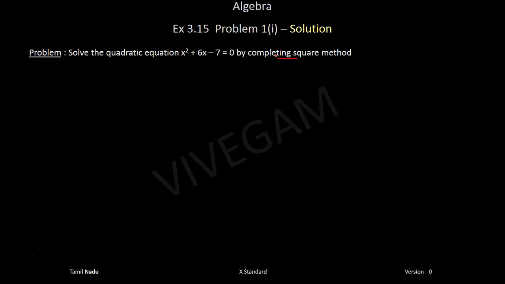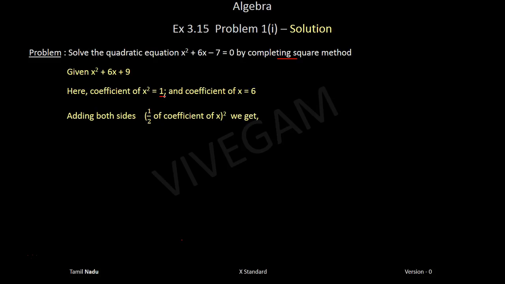The next method is by formula. Okay, now here first we have to list out the coefficient of x square, that is 1, and the coefficient of x. And if the coefficient of x square is not 1, you will have to divide both sides by the coefficient of x square to make it 1. You have to have the coefficient of x square as 1. Right? Next, add to both sides the square of half the coefficient of x.